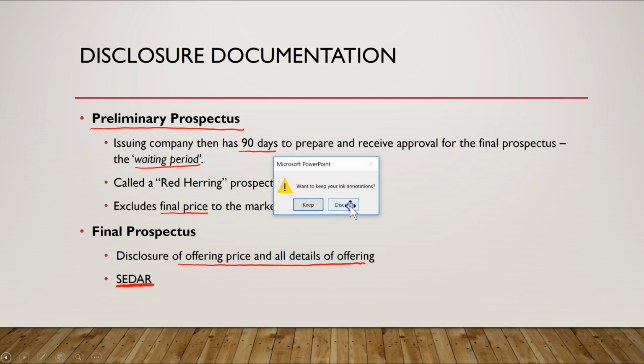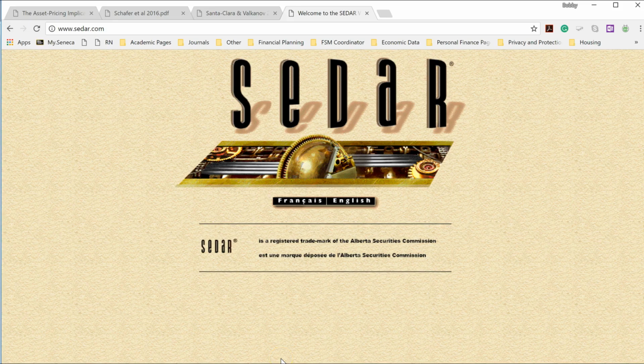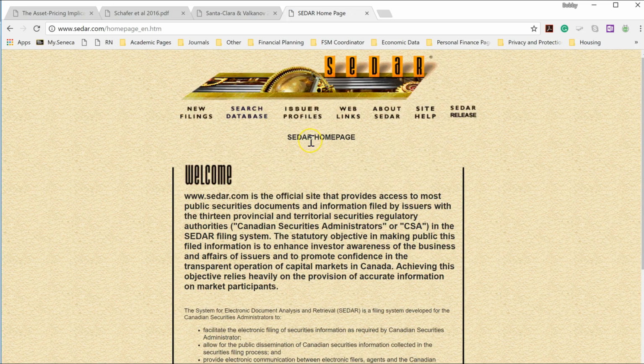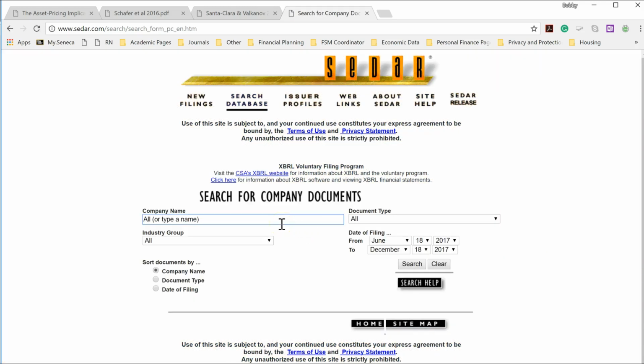So if we discard this and we come now to CEDAR, this is really where you can get pretty much all the information you would want on a company in terms of their public disclosure documents. This can be financial statements, prospectuses, takeover bid documents, and lots of different things. You can go to cedar.com, and we'll go into the English portion of this website. If we get on here, we can search the database, and we're going to search for companies. Within here we can do lots of different things, right? So we can search for a company.